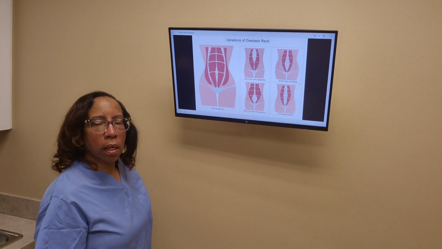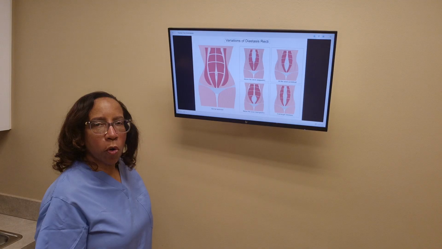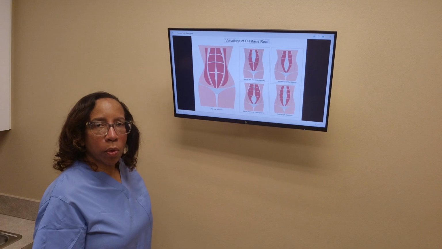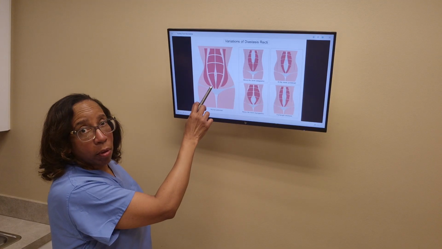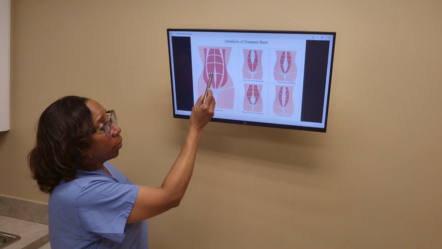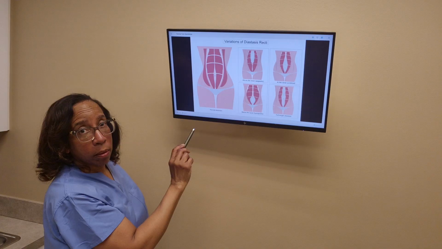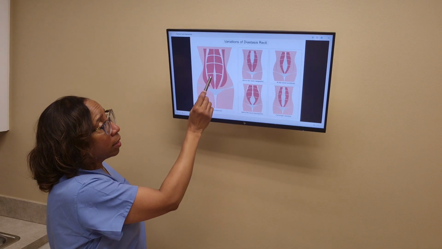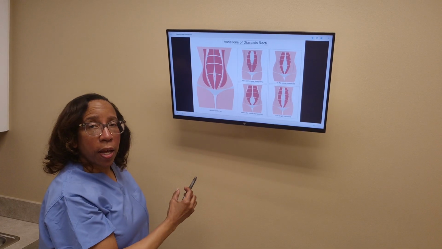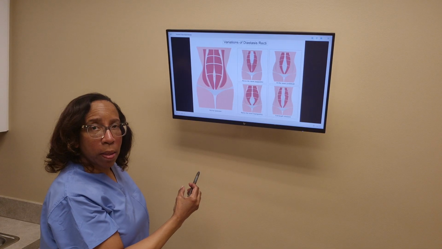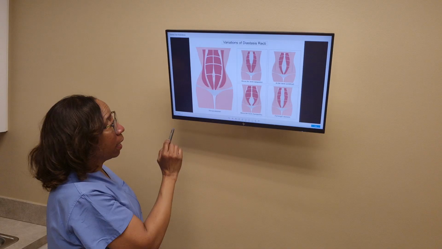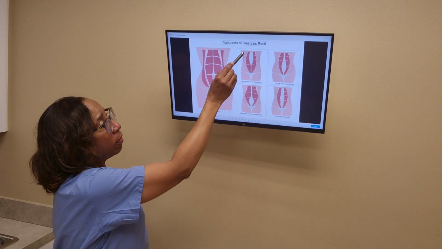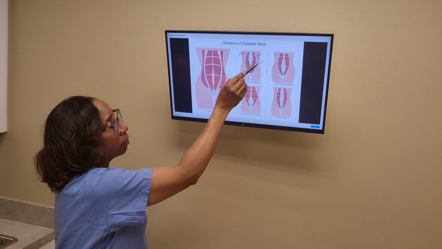I wanted to discuss what we do when we perform an abdominoplasty or a tummy tuck procedure. This is an example of a normal abdomen with the rectus abdominis muscle. This white line down the center represents the fascia, which is a strong tissue between the muscle and on top of the muscle. During pregnancy, the fascia stretches.